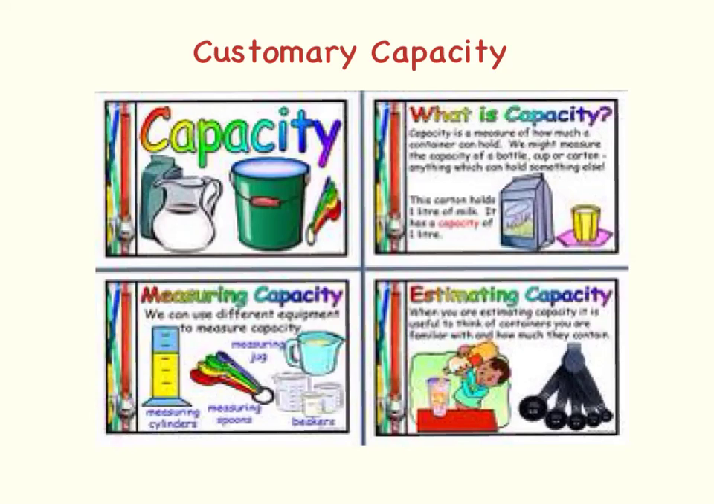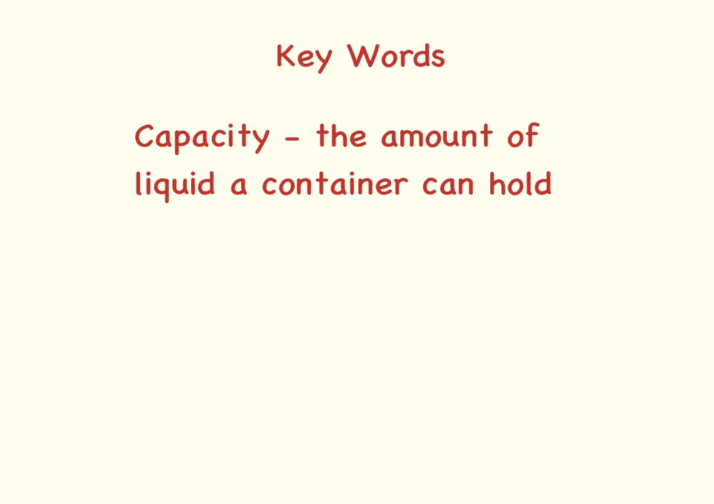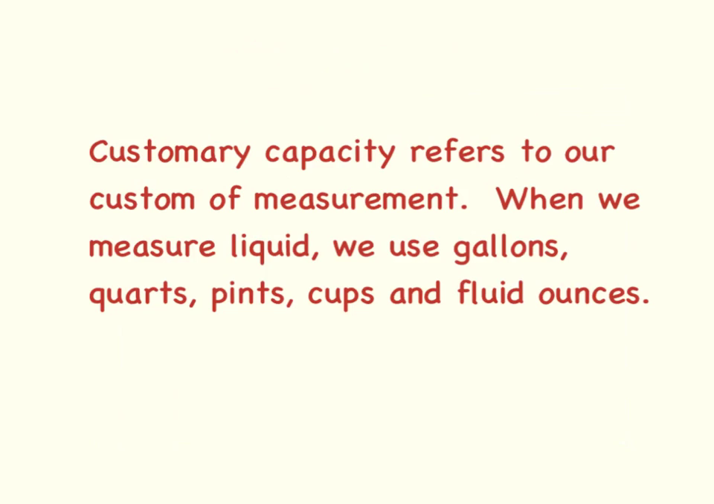This lesson is about customary capacity. Our key word for this lesson is capacity, and capacity is the amount of liquid a container can hold. Customary capacity refers to our custom of measurement. When we measure liquid, we use gallons, quarts, pints, cups, and fluid ounces.